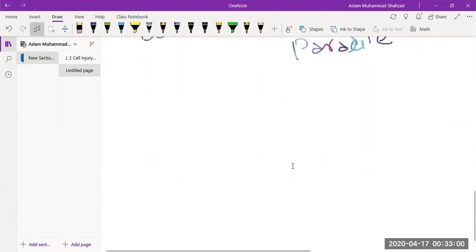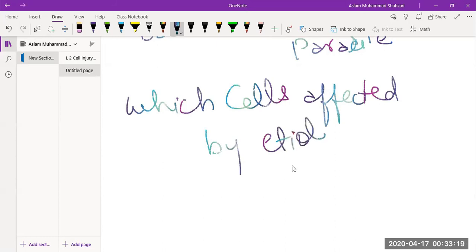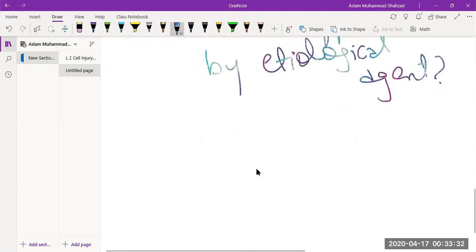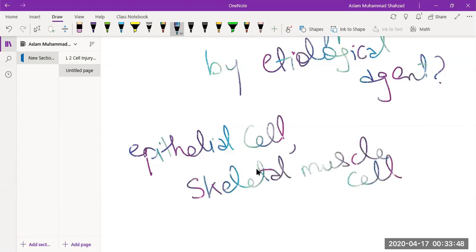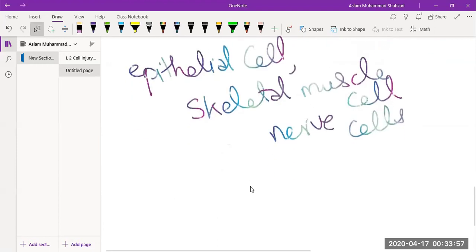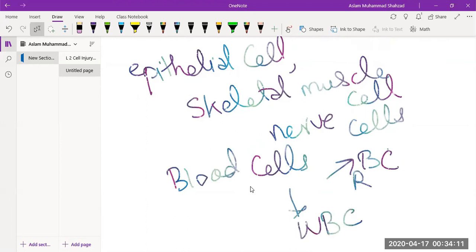The next question is, which cells are affected by etiological agents? So the answer is, there are different kinds of cells present inside the body, such as epithelial cells. We have skeletal muscle cells. Then we have nerve cells. Then we have blood cells like red blood cells, RBCs, or white blood cells, WBCs, or we have platelets.